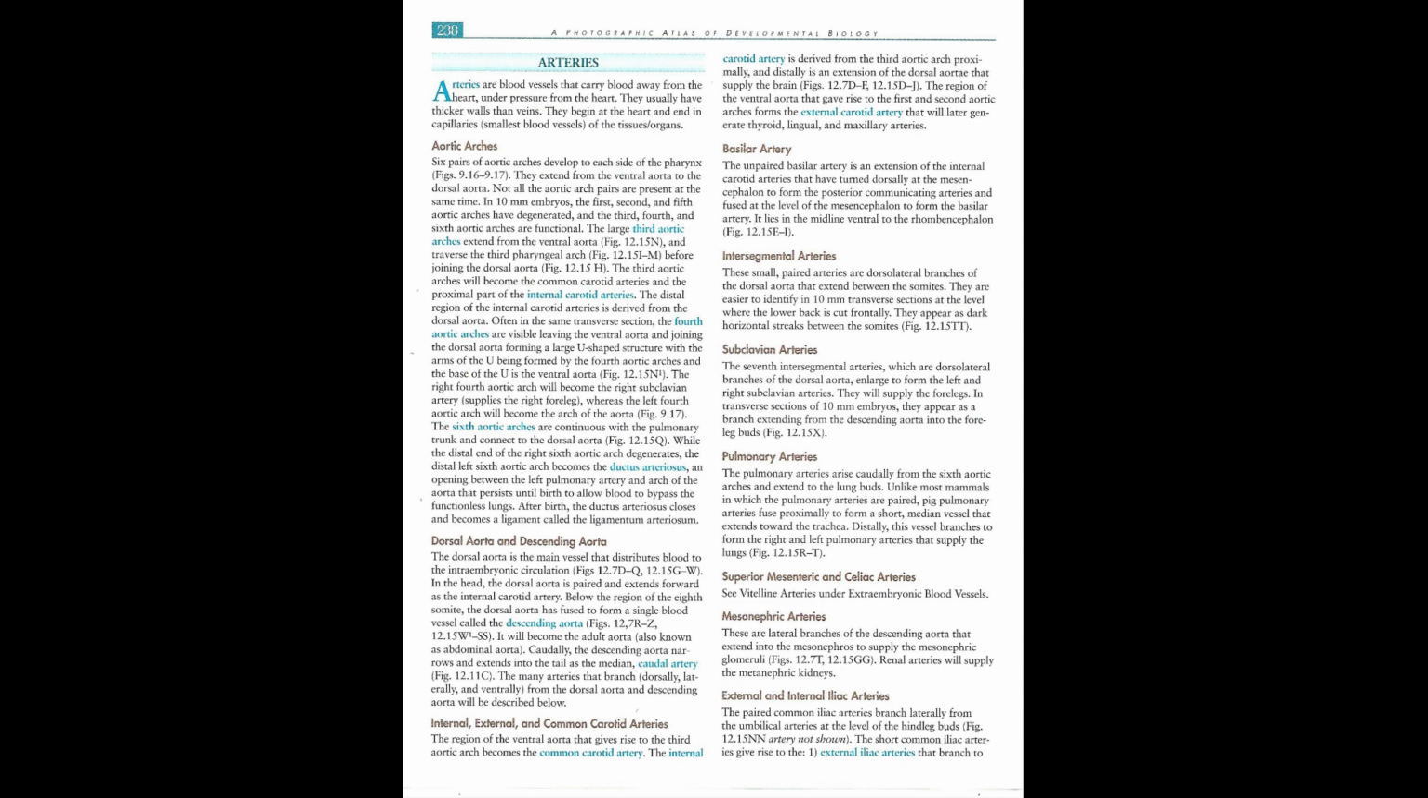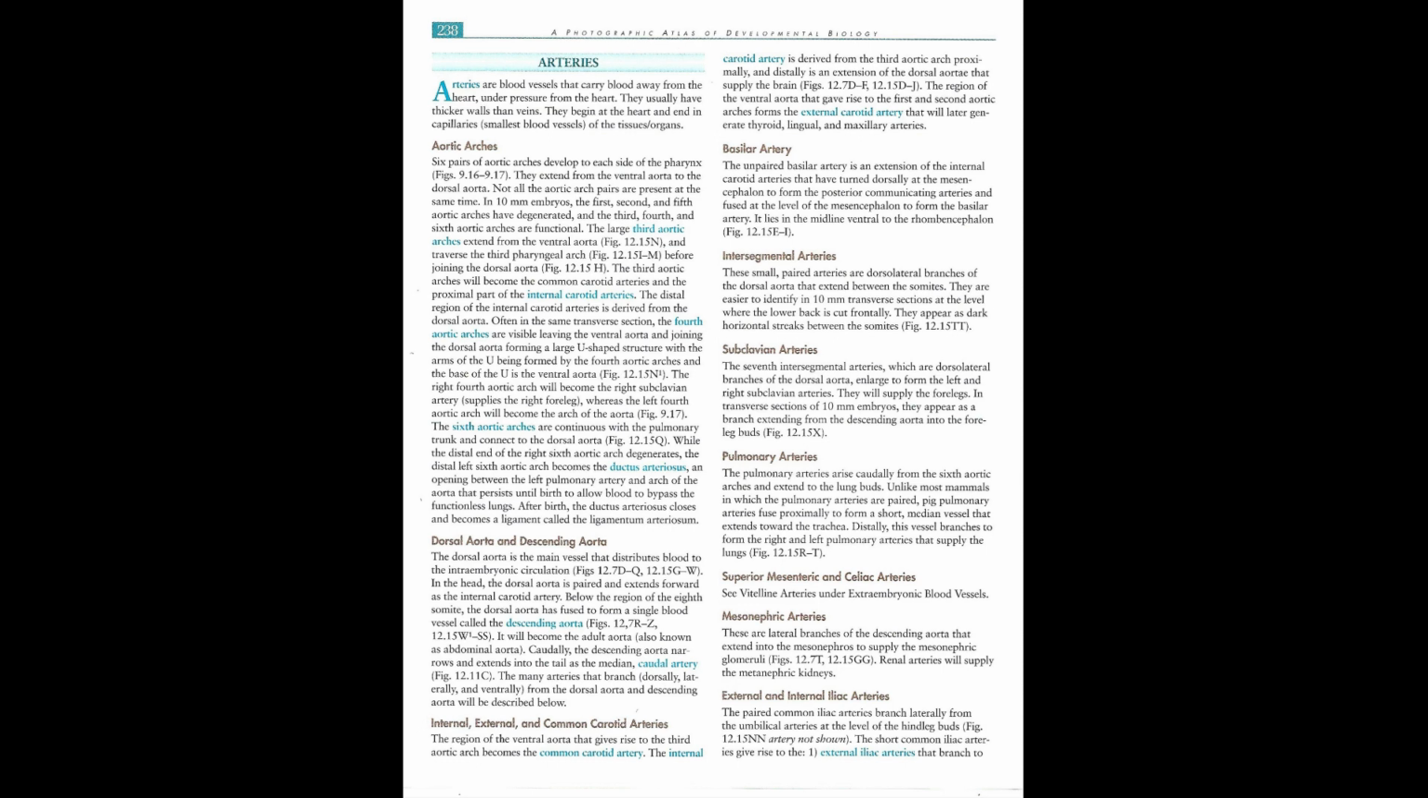Pulmonary arteries. The pulmonary arteries arise caudally from the sixth aortic arches and extend to the lung buds. Unlike most mammals in which the pulmonary arteries are paired, pig pulmonary arteries fuse proximally to form a short, median vessel that extends toward the trachea. Distally, this vessel branches to form the right and left pulmonary arteries that supply the lungs, Fig 12.15 RT.